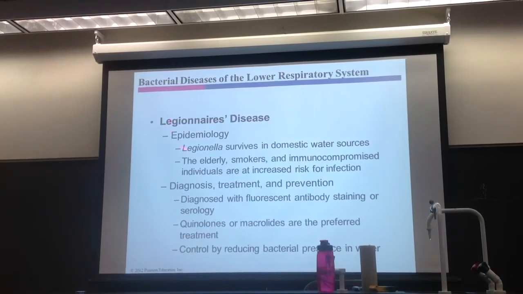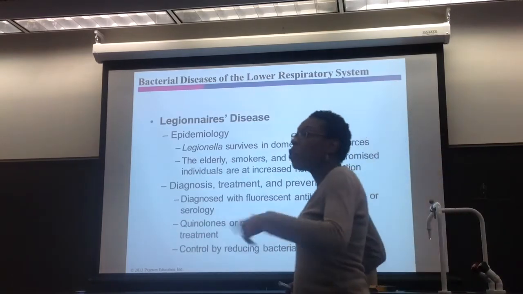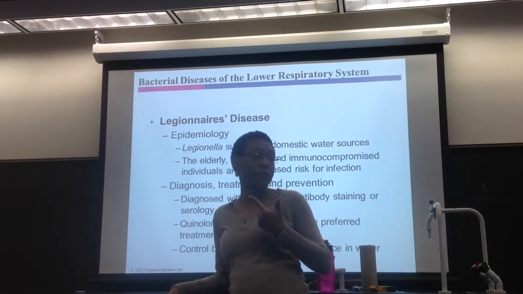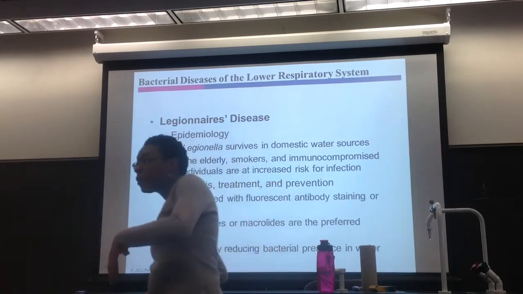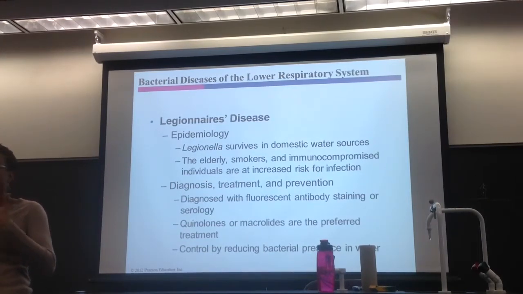Really sad. So who is most affected here? The elderly, smokers, or immunocompromised are really at risk. How do you prevent it? You can control the bacterial presence in the water itself. So use fresh water. If you're using, for example, a humidifier or AC unit, don't recycle the water. Recycling the water leads to protozoan growth, for example. You can have Legionella bacteria present in them, and that's how you end up with Legionnaire's disease.